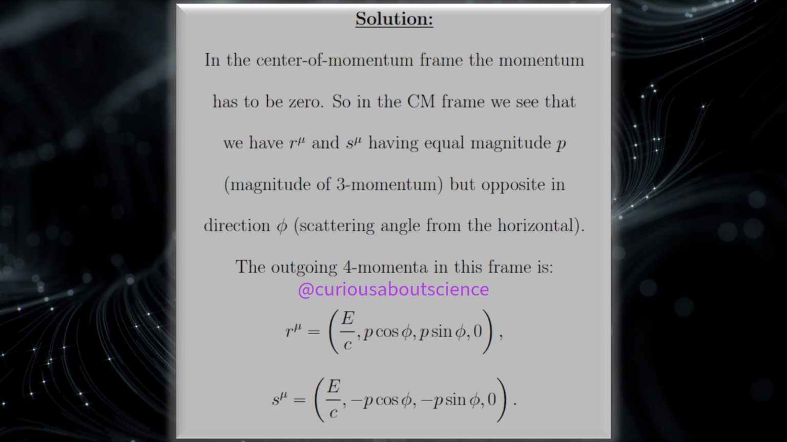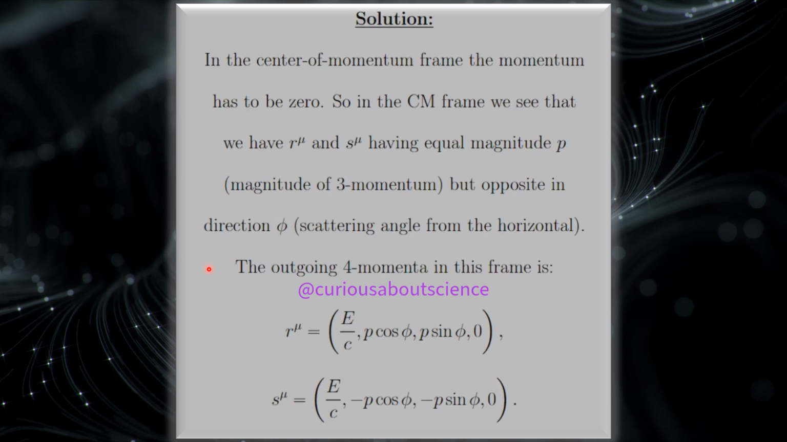All right, so the solution starts off with, first, let's define the center of mass frame. Again, we talked about how the total momentum has to be zero. So in the center of mass frame, we see that R mu and S mu have equal magnitude P in the three-momenta, but opposite in direction, with phi the scattering angle from the horizontal. We saw all of that in the diagram.